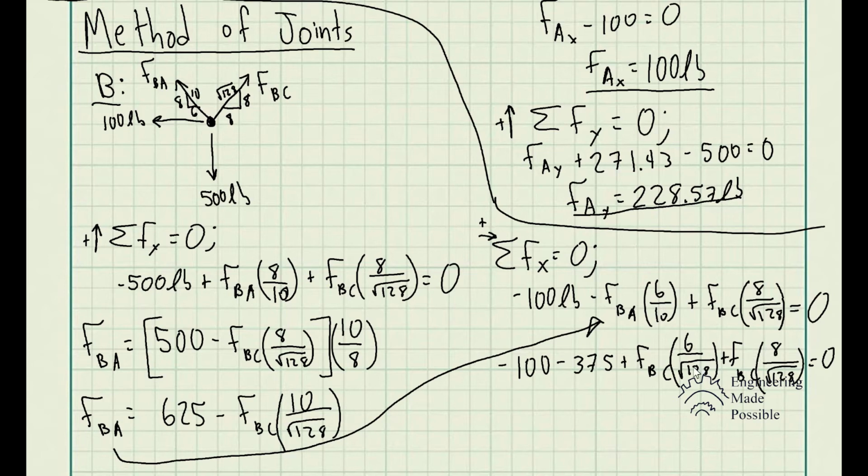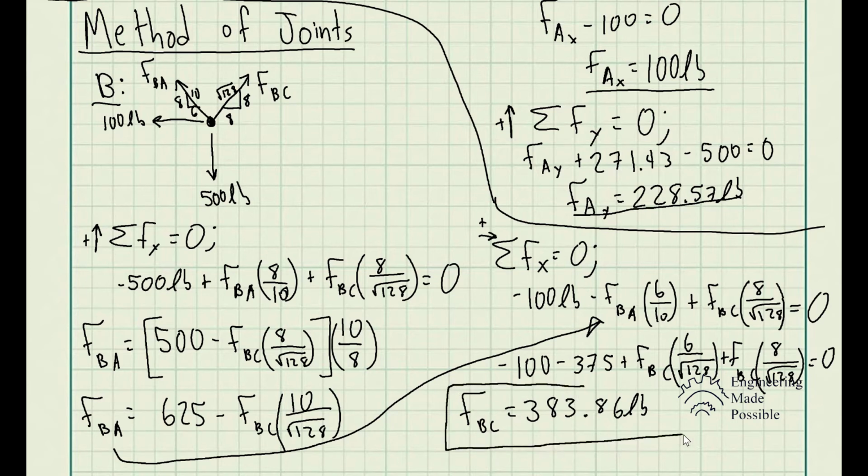So one thing you'll notice here, we basically started with two equations, two unknowns. We solved for one unknown with the other unknown within that equation. Then we went ahead and plugged it into the other equation that we have, such that we're able to have only one variable in this one equation, so that we're able to solve for that unknown variable, in this case F of BC. So now after you do some simplifications, you finally solve for F of BC, which basically gives you 383.86 pounds of force in the member BC.